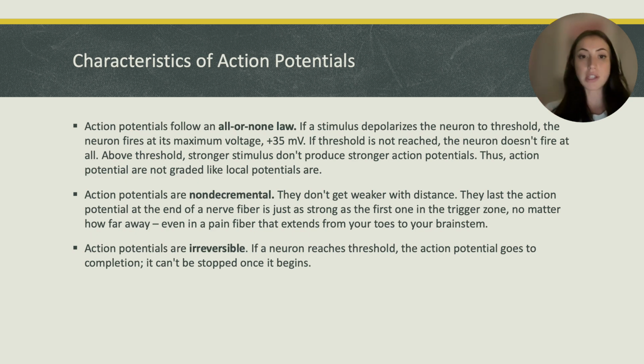They are non-decremental, which means that they don't get weaker with distance. The last action potential at the far end of a nerve fiber is just as strong as the first one in the trigger zone, no matter how far away. For example, even in a pain fiber that extends from your brainstem to your toe, it's going to be just as strong. Action potentials are irreversible, meaning once they reach threshold, it goes to completion. It can't be stopped once it begins.